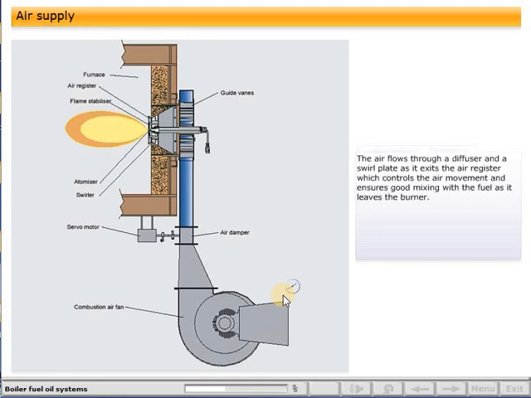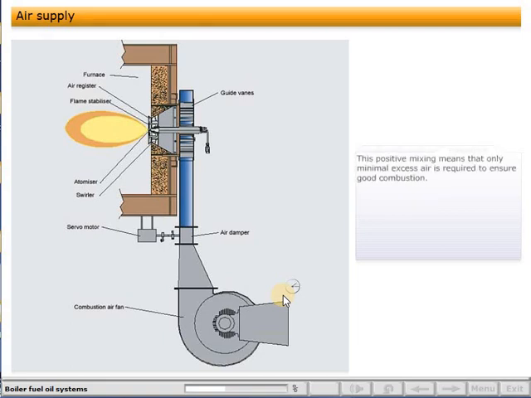The air flows through a diffuser and a swirl plate as it exits the air register, which controls the air movement and ensures good mixing with the fuel as it leaves the burner. This positive mixing means that only minimal excess air is required to ensure good combustion.